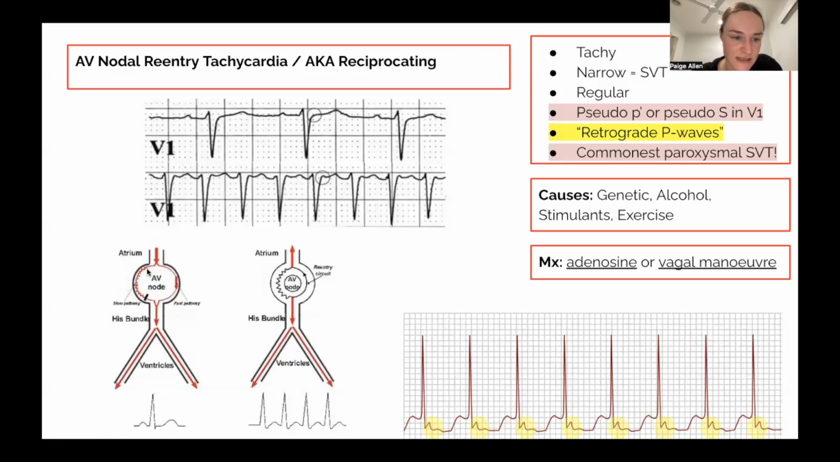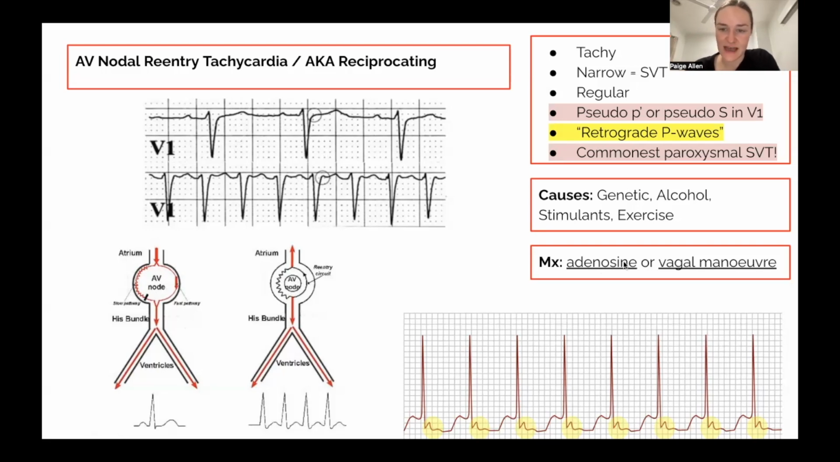But in short, you have the fast pathway through the AV node and the slow pathway through the AV node. And what happens in the reciprocating is that you have a blockage in the slow pathway. So then it actually just goes down through the fast pathway, hits that blockage, and then comes back up through the fast pathway. And you get this back and forth and back and forth and back and forth. So you get that early or that weird depolarization quicker than you should.